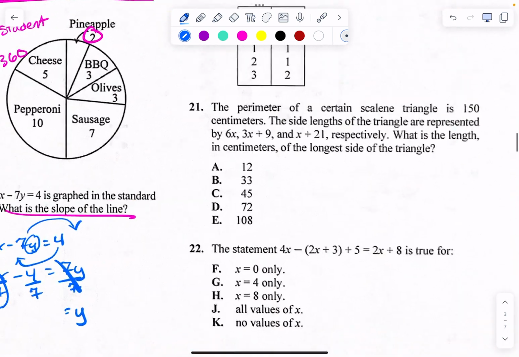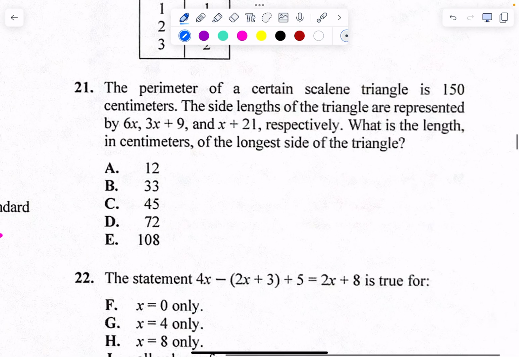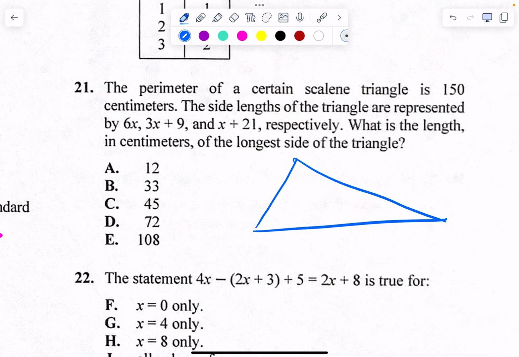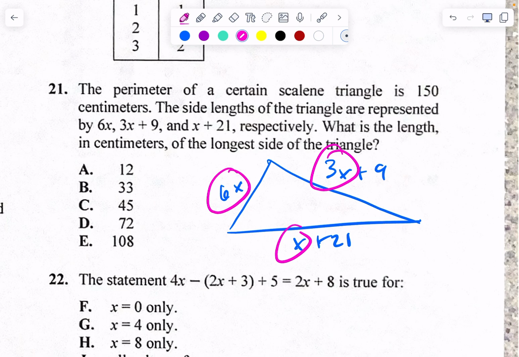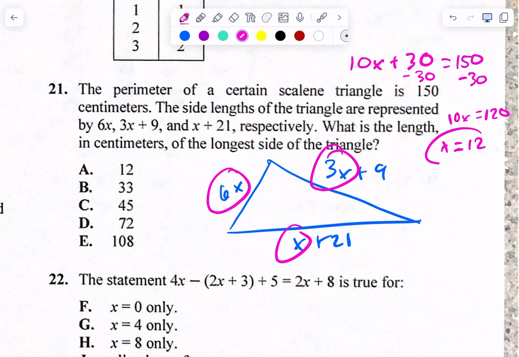Linear. The perimeter of a certain scalene triangle, which looks something like this, is 150 centimeters. The side lengths of the triangle are represented by 6x, 3x plus 9, and x plus 21, respectively. What is the length in centimeters of the longest side of the triangle? So add those together, 10x plus 30 equals 150. Subtract the 30. 10x equals 120. x is 12. Okay, and which side's going to be the longest side?